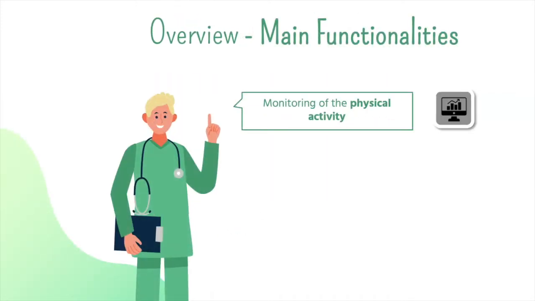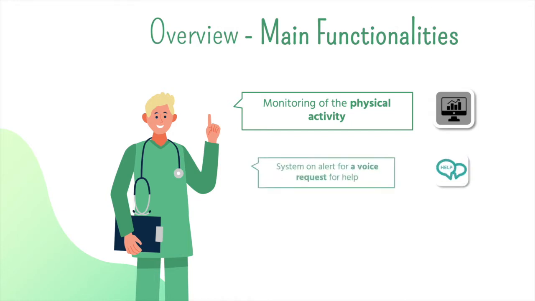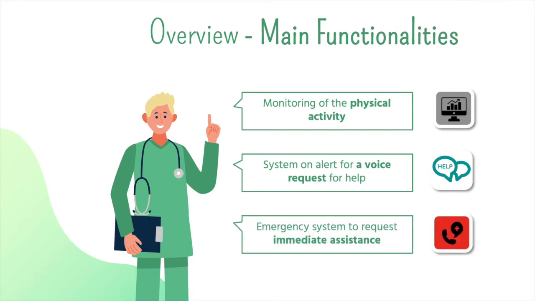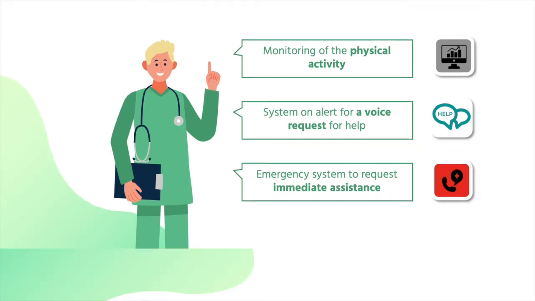iHealthEmergency can track the physical activity of a single subject and constantly get information from the environment. Indeed, you can at any time ask for help just by talking to the system. It will provide you immediate assistance thanks to its emergency service always up and running.